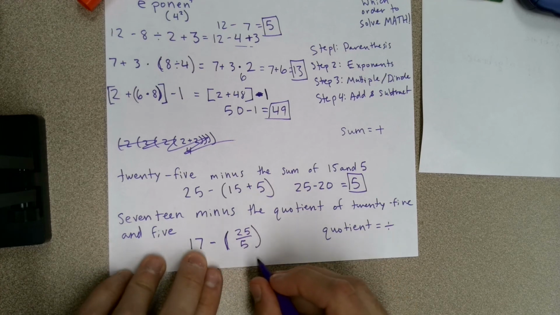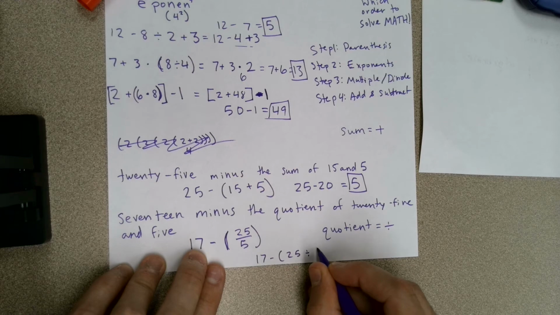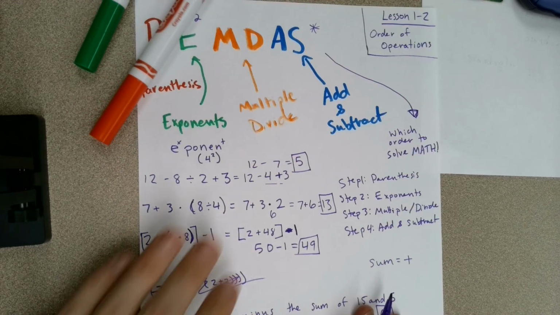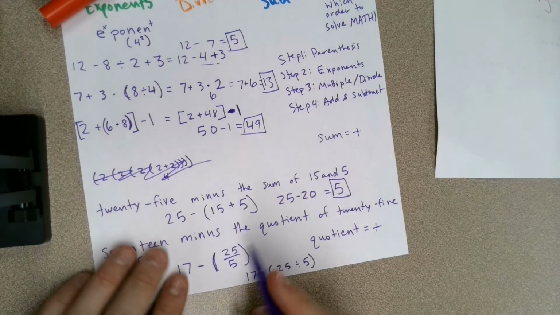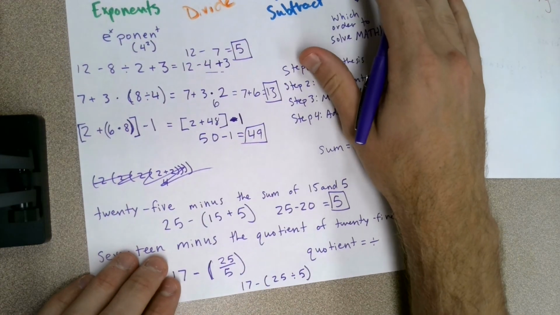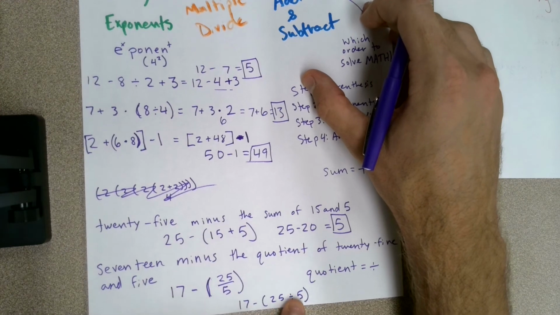I could also have written this as 17 minus 25 divided by 5. Whichever works better for you, you write. All right, let's do our PEMDAS. You know what to do. We start with those parentheses. We're looking for our parentheses here. Do we have any? Yes, we do, right here. Next up, what's next up in PEMDAS? We got the E for exponents. Any exponents? No. All right.